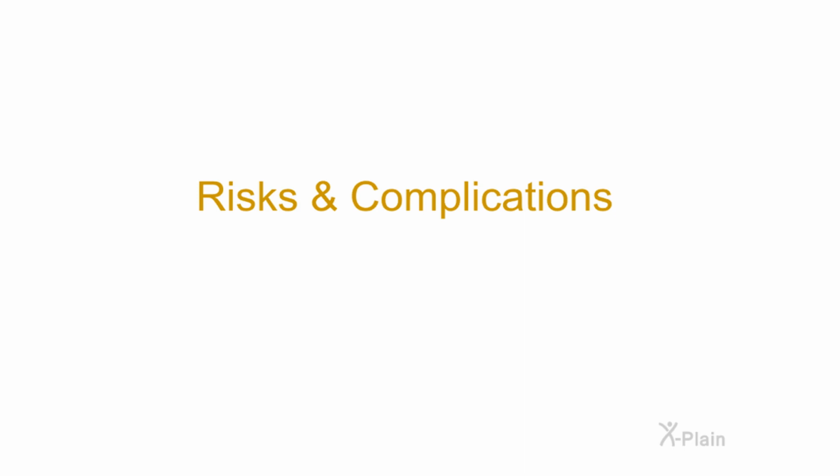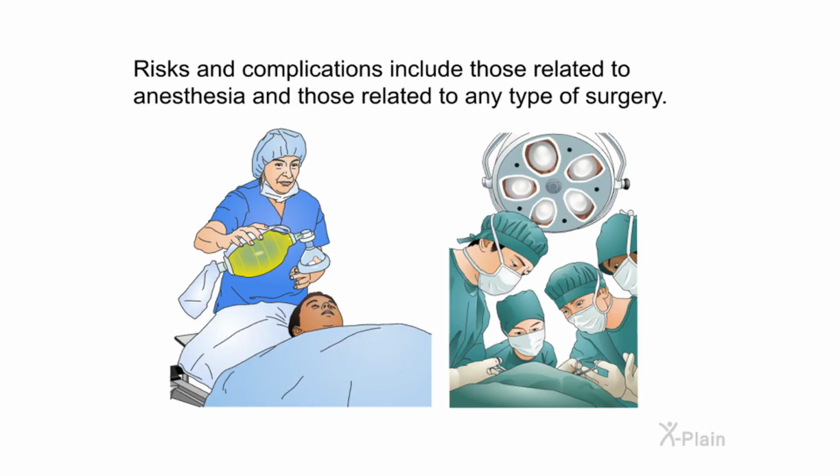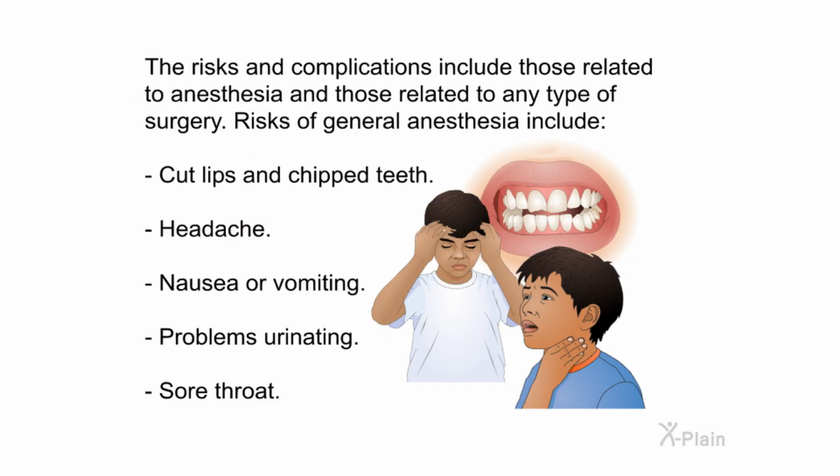Risks and complications. Risks and complications include those related to anesthesia and those related to any type of surgery. Risks of general anesthesia include cut lips and chipped teeth, headache, nausea or vomiting, problems urinating, and sore throat.